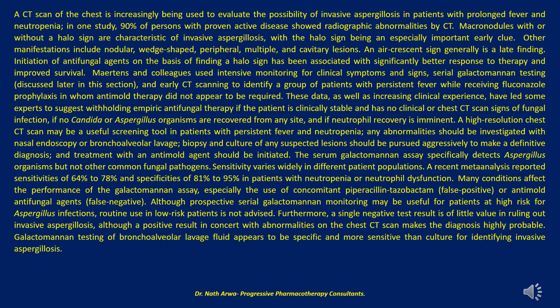A CT scan of the chest is increasingly being used to evaluate the possibility of invasive aspergillosis in patients with prolonged fever and neutropenia. In one study, 90% of persons with proven active disease showed radiographic abnormalities by CT. Macronodules with or without a halo sign are characteristic of invasive aspergillosis, with the halo sign being an especially important early clue. Other manifestations include nodular, wedge-shaped, peripheral, multiple, and cavitary lesions. An air crescent sign generally is a late finding.